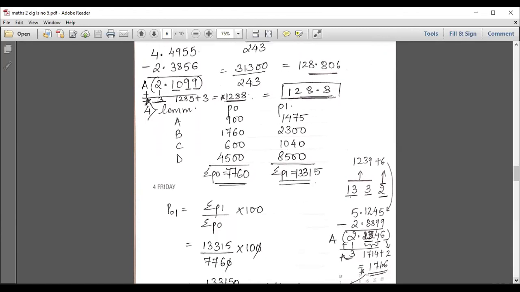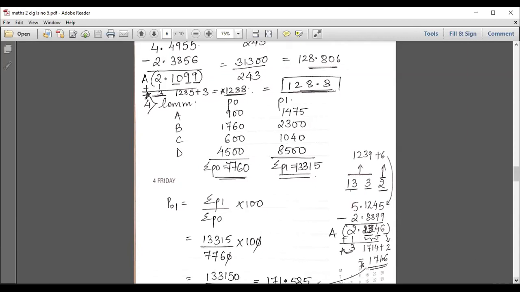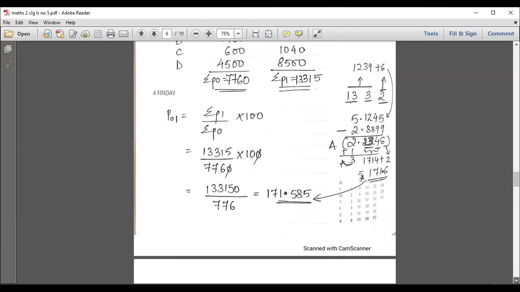Sum number 5, 6 and 7 I have not solved purposely, because I want you all to solve them after the first 4 sums. After the first 4 sums are over, you can practice sum number 5, 6 and 7, because they are of a similar kind. Again, the fourth sum is in front of you. 3 columns: prices, base year price, current year price. So we'll total both of them. After doing the total, we'll put the formula P01 is equal to summation P1 upon summation P0 into 100.